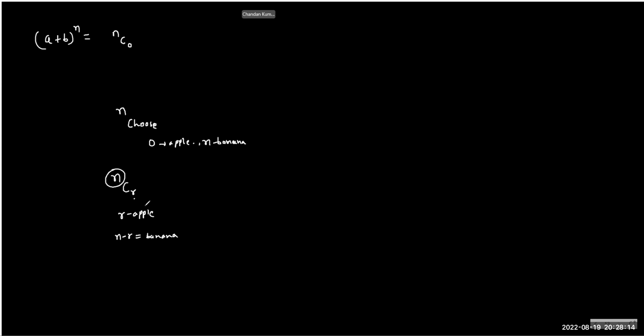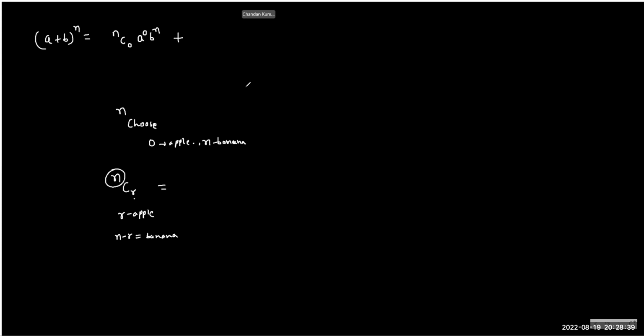And how do we write this term? The term in which you choose r apples and n minus r bananas, this is a very nice way of writing. I'll just show you. This is the first term. We start with the first term. And what are you choosing? Choose no apple and all bananas. This is how we write. This is the first term.